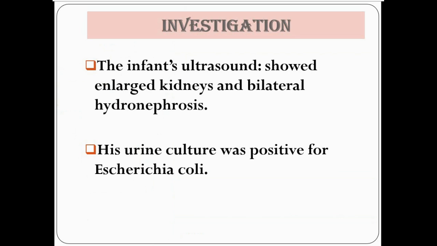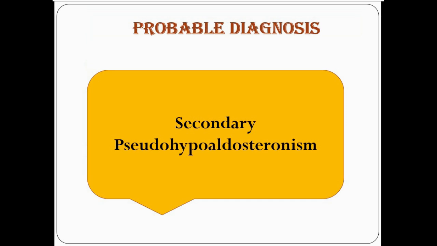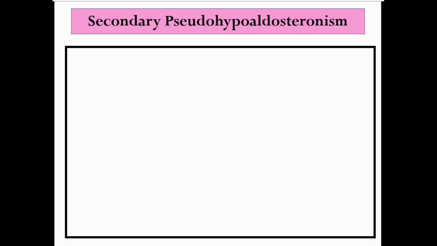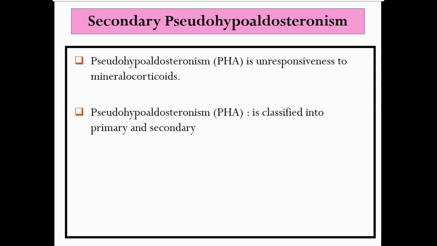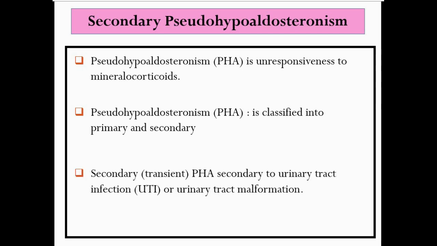This child's ultrasound revealed enlarged bilateral hydronephrosis, and his urine culture was positive for E. coli. And probably the diagnosis of this infant was secondary hypoaldosteronism. What about this disorder? It's unresponsiveness to mineralocorticoid. It's either primary or secondary, and the secondary form is usually due to urinary tract malformation or urinary tract infection.